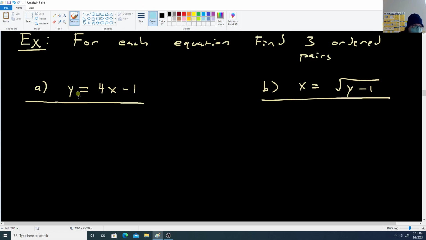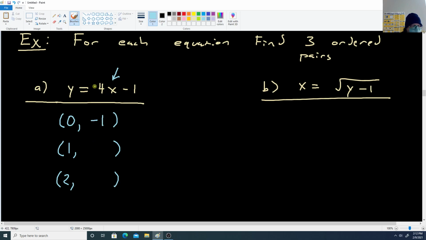So for this one, there's no real square roots or anything kind of tricky, so I'm just going to choose some easy to work with x's. So I'll say x is 0, x is 1, and x is 2. And I'll let the equation tell me what y value those generate. So I'm going to be replacing x in this equation with each of these numbers. So when I put 0 in there, 4 times 0 is nothing. Then you subtract 1. Nothing minus 1 is negative 1. So that's my first ordered pair.